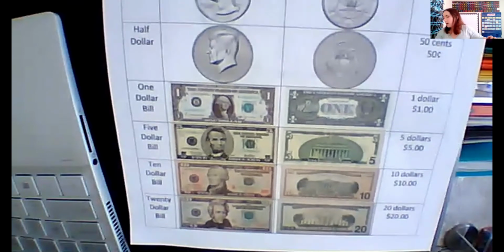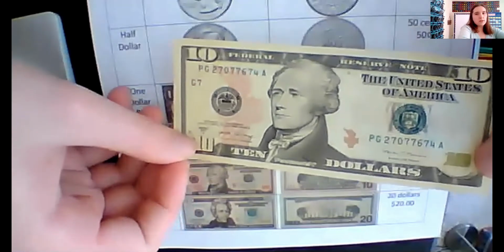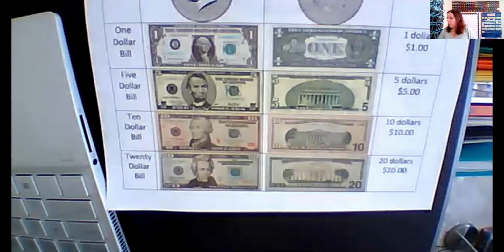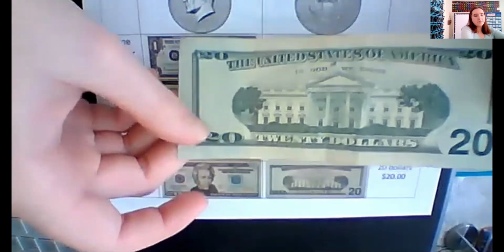Next up, we have the $10 bill, which is worth $10. And there's our $10 bill right there, backside. Okay. And the other bill that we're going to talk about is going to be our $20 bill. Okay, there's the backside of it.